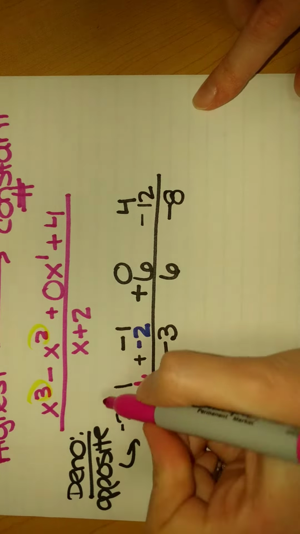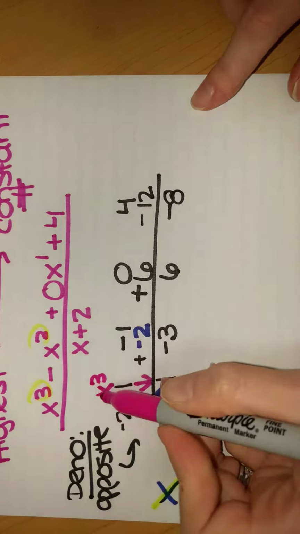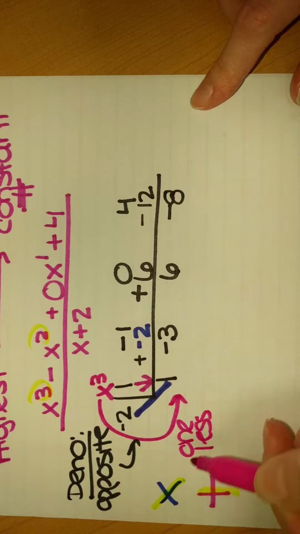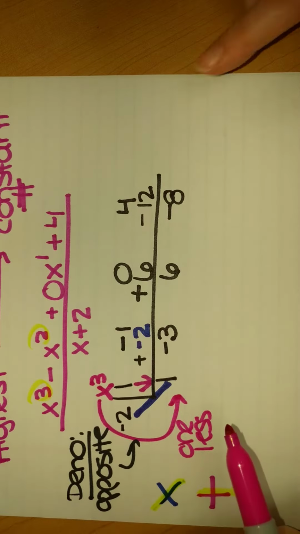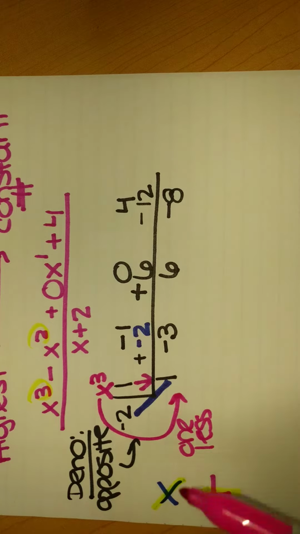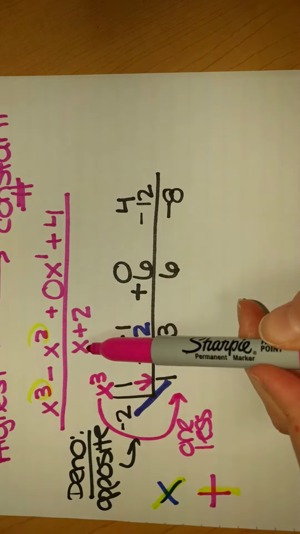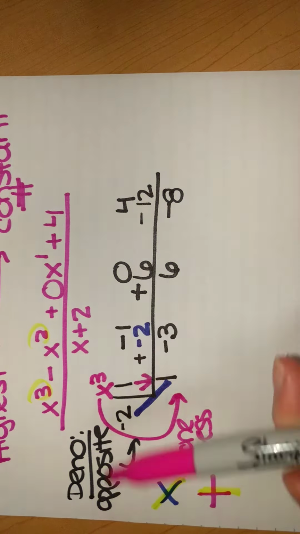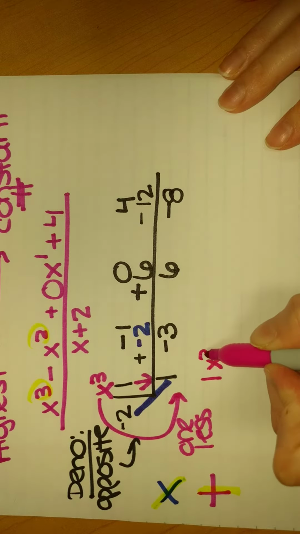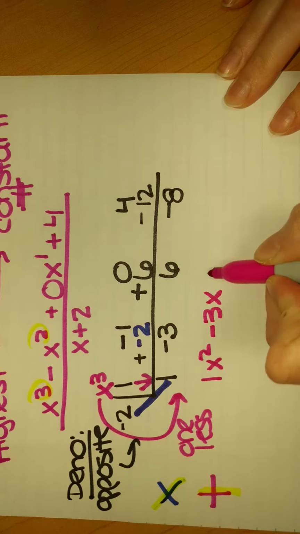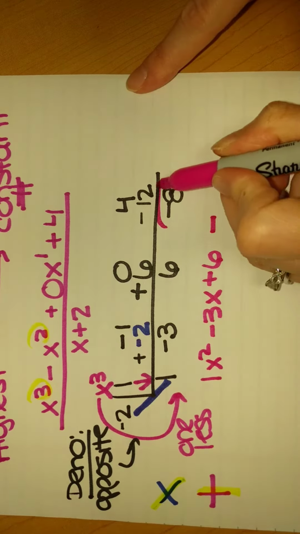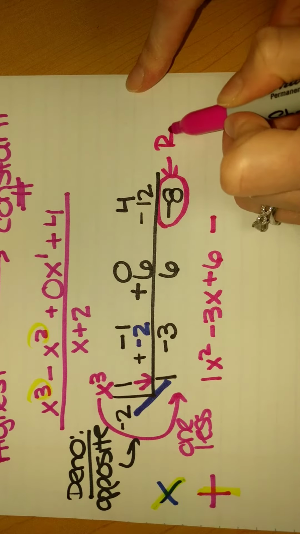Now, to actually record the answer, when we take x cubed, it's always going to be 1 less of what we started with. So if we had started with x to the 5th, it's going to become x to the 4th. And that's really because every time in synthetic division, you're dividing by x to the first power. So it's always going to be 1 less from the numerator power. So this will give us 1x squared minus 3x plus 6. That is our quotient.